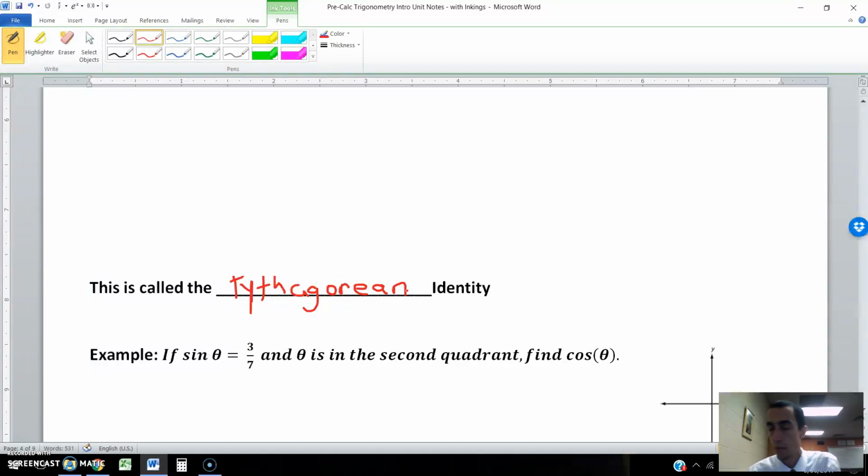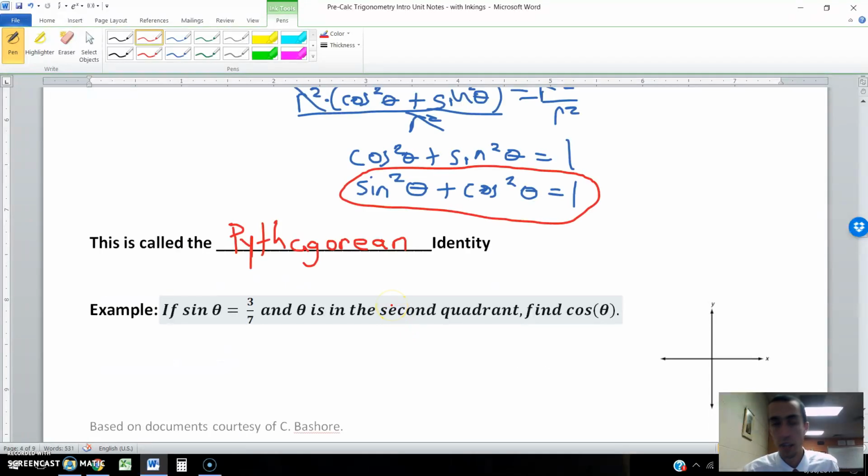Pythagorean. It's named after the ancient Greek man named Pythagoras.